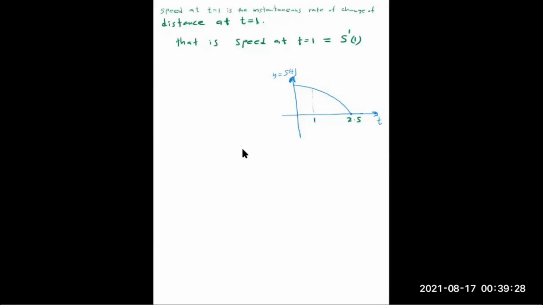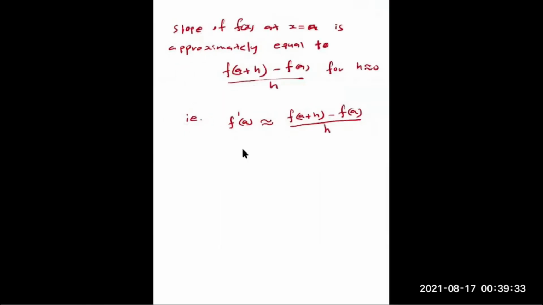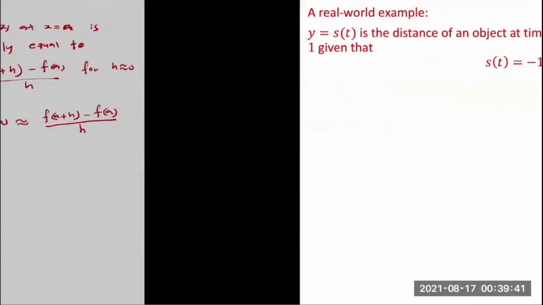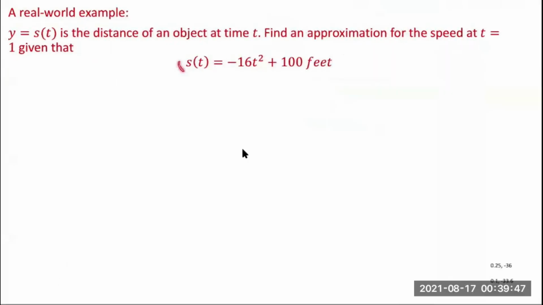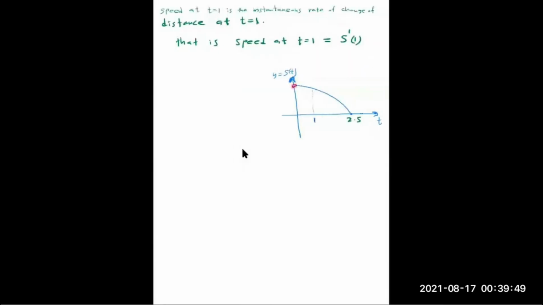Well, we can use the formula that we just discussed. Remember, this is an approximation for f prime of a. So we can do a similar thing here. By the way, this is the graph of s of t. If you graph your function s of t, you will get a shape like this. Of course, it's a parabola, but I have not drawn the left-hand side because t is always positive, and also the distance is positive.